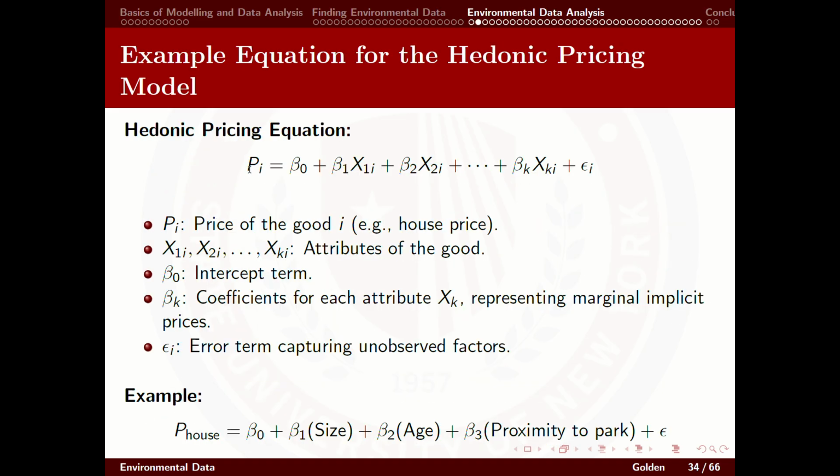So here's the hedonic regression. You have price equals beta 0 plus beta 1 x1 plus beta 2 x2. All these are attributes of the good. And then plus beta k xk. Let's say xk is the air quality that we're interested in.